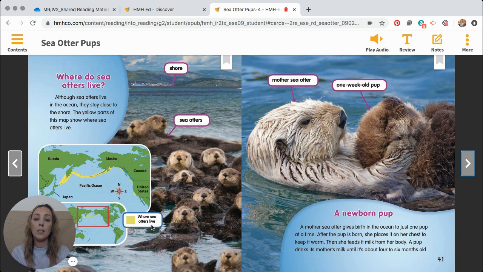Where sea otters live. Here's the shore. Here are the sea otters. Next page. A newborn pup.